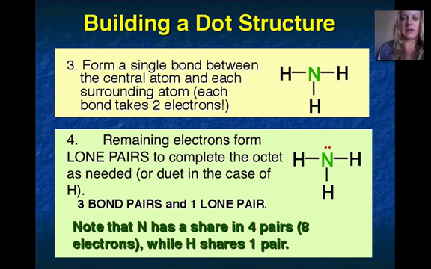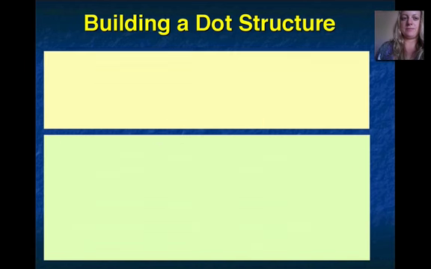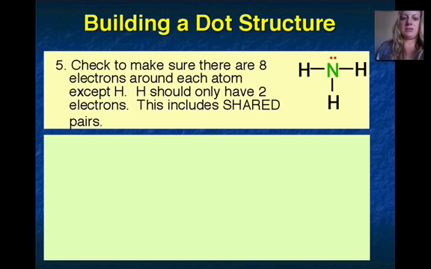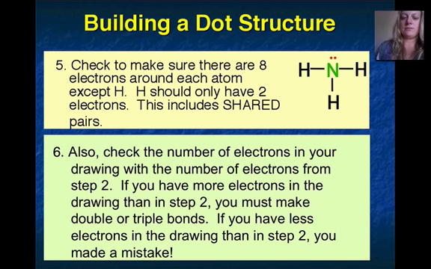All right, and we're going to again practice some of this in class. Now we have to make sure that there are 8 electrons. So I'm going to count the nitrogen, and when you count a bond, you're going to count 2. And then check the electrons in your drawing to make sure that the numbers match up and that you didn't use too many.